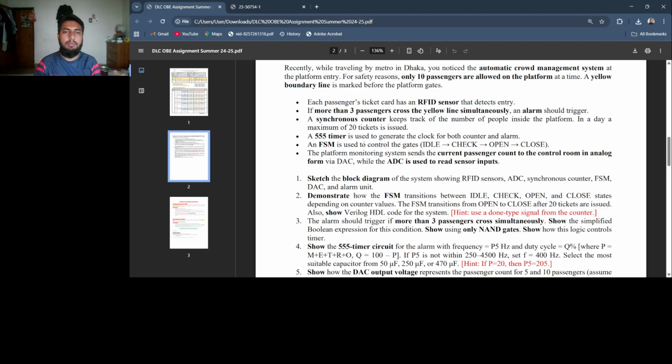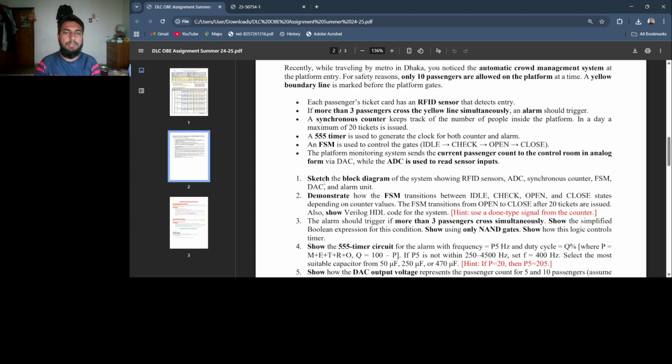A 555 timer is used to generate the clock for both the counter and the alarm. An FSM is used to control the gates: idle, check, then open and then close. The platform monitoring system sends the current passenger count to the control room in analog form via a DAC, while the ADC is used to read sensor input.